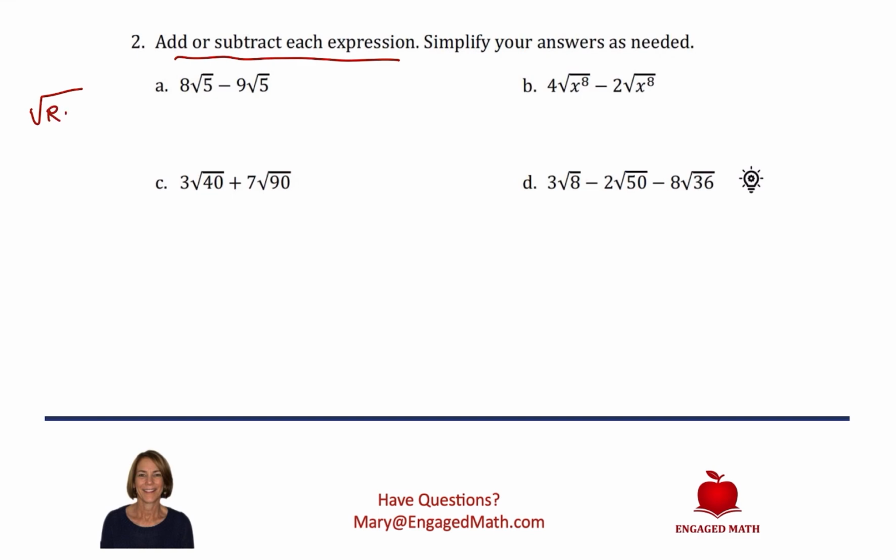So the number inside that is called the radicand, and in order for us to combine by adding and subtracting these different expressions, the different terms within the expression, we have to make sure that the radicand is the same. So if we look at A, no problem, they both have the square root of 5. So all we have to do is combine the 8 and the negative 9, and we get negative 1, but I'm just going to write it in more simplified form as negative square root of 5.